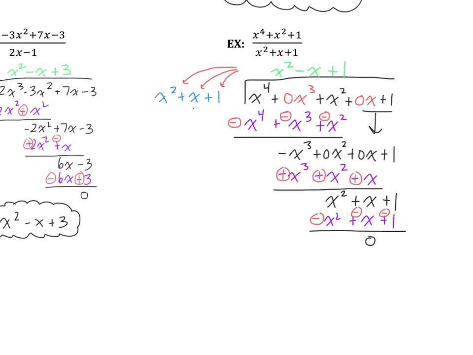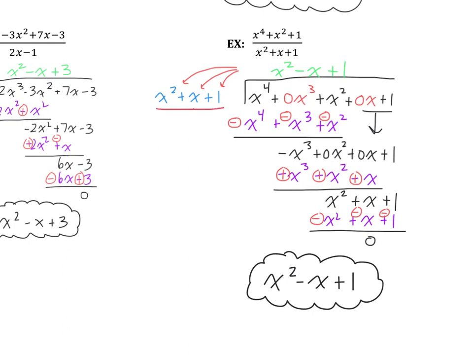So now we just have to state what our overall answer is. So when we divide x to the fourth plus x squared plus 1 by x squared plus x plus 1, we get x squared minus x plus 1 as our answer. And again, since we get a 0 remainder, this means that this polynomial goes into x to the fourth plus x squared plus 1 evenly, which means it is a factor.